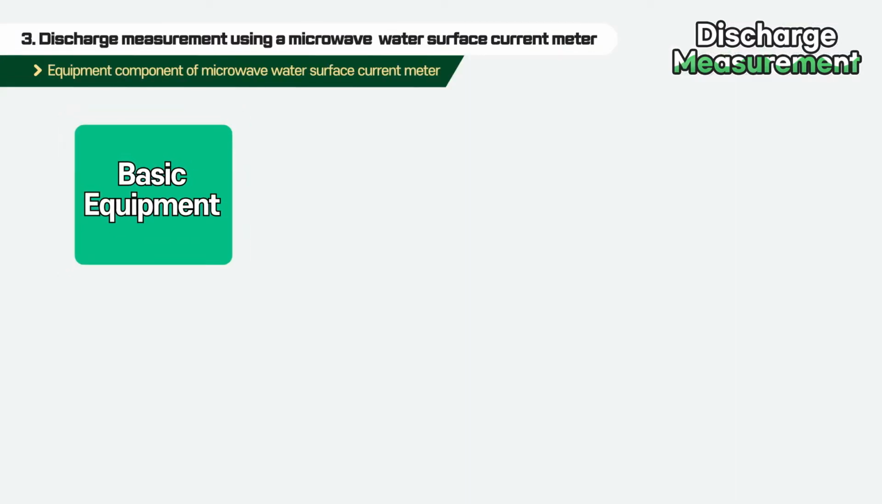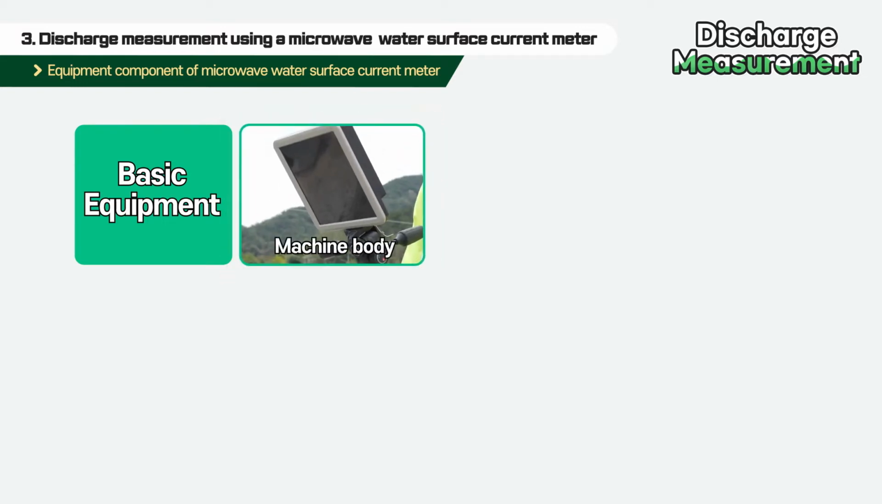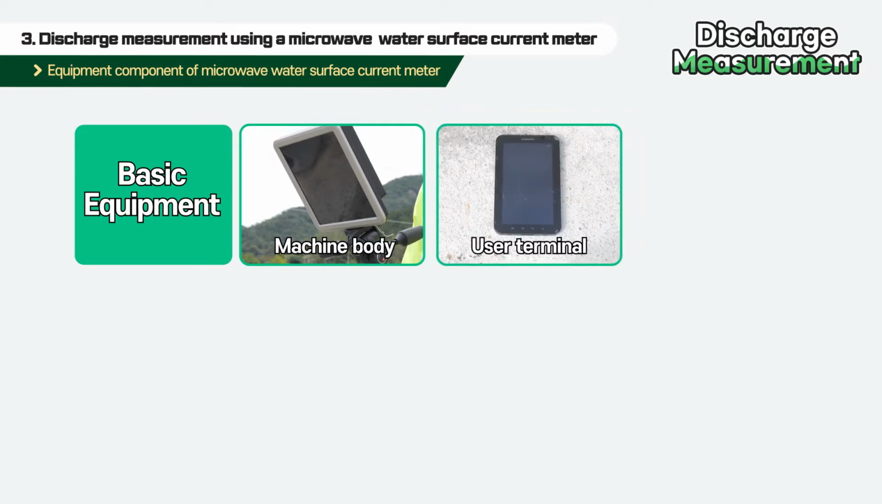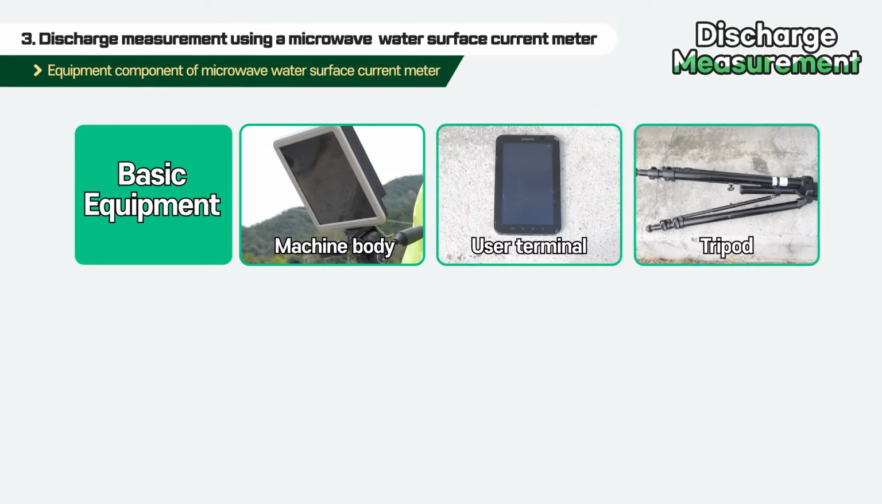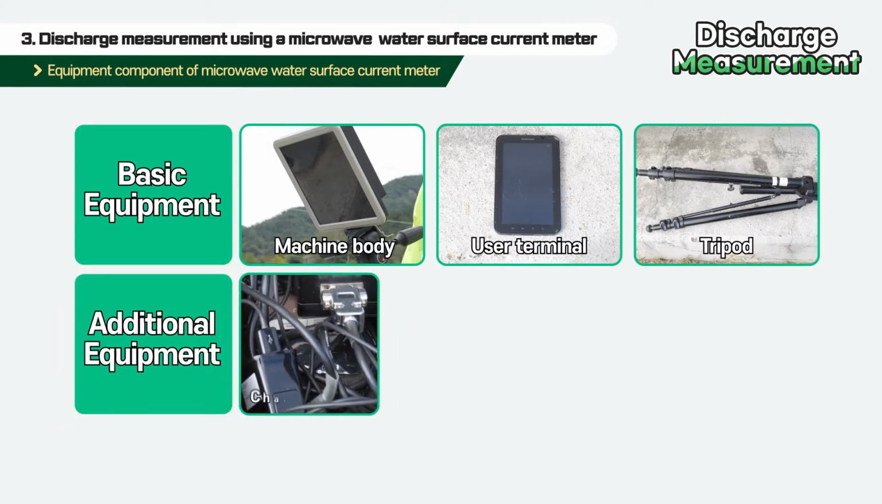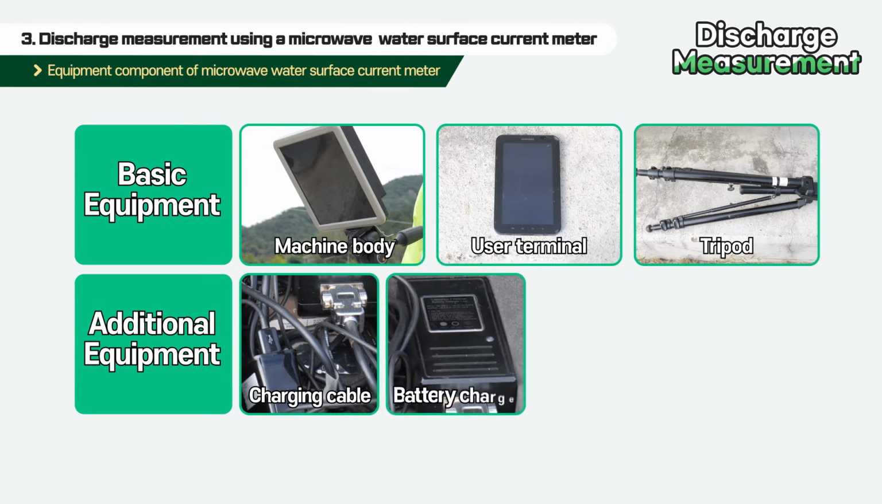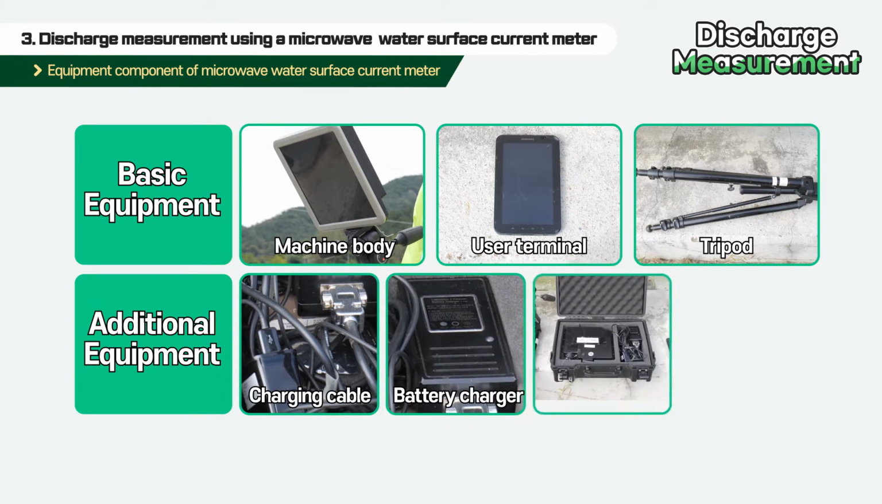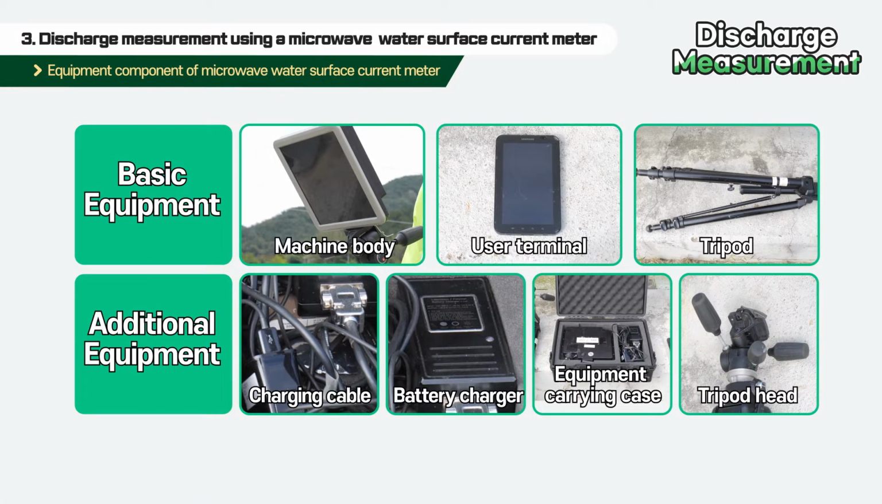The basic equipment of a microwave water surface current meter has largely three components: the body of the microwave water surface current meter, user terminal, and tripod. Additional equipment includes a 2-meter charging cable, battery charger, equipment carrying case, and tripod head.